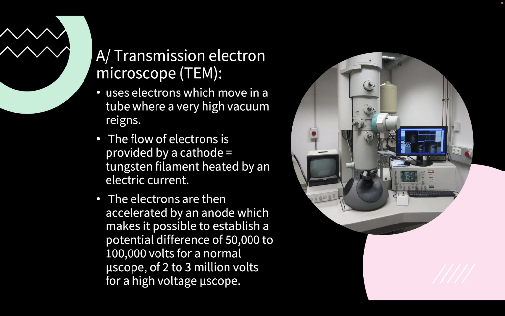The transmission electron microscope, TEM, uses electrons which move in a tube where a very high vacuum reigns. The flow of electrons is provided by a cathode, tungsten filaments heated by an electric current. The electrons are then accelerated by an anode, which makes it possible to establish a potential difference of 50,000 to 100,000 volts for a normal microscope, and of 2 to 3 million volts for a high voltage microscope.